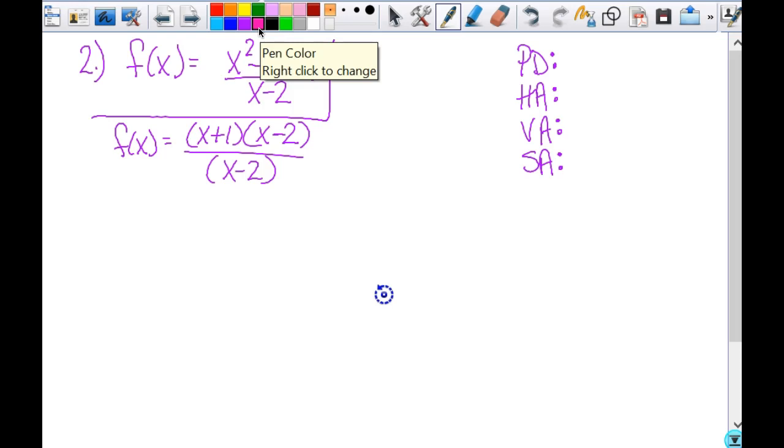So that's what I got when I factored it. Is that what you got when you factored it? Is it going to have point discontinuity? Yes, it is. So I know I'm going to have point discontinuity. The x value would be what? 2. So then when I cancel these out, my reduced one is that this is equal to just x plus 1. So what is this going to graph as? What's that a graph of?